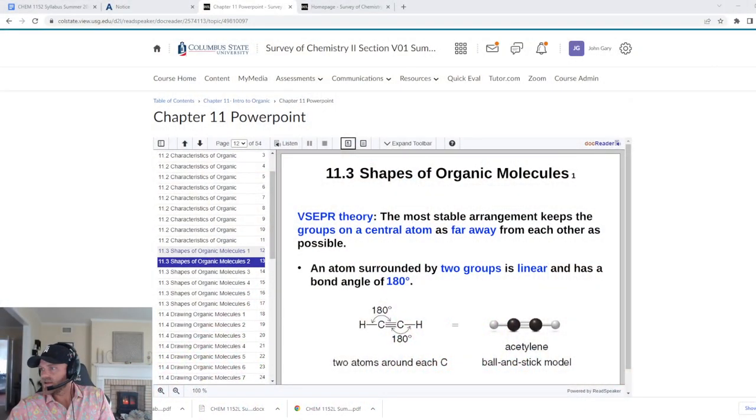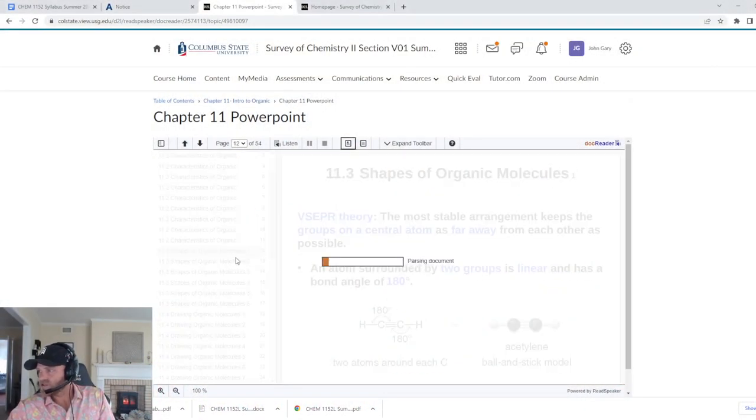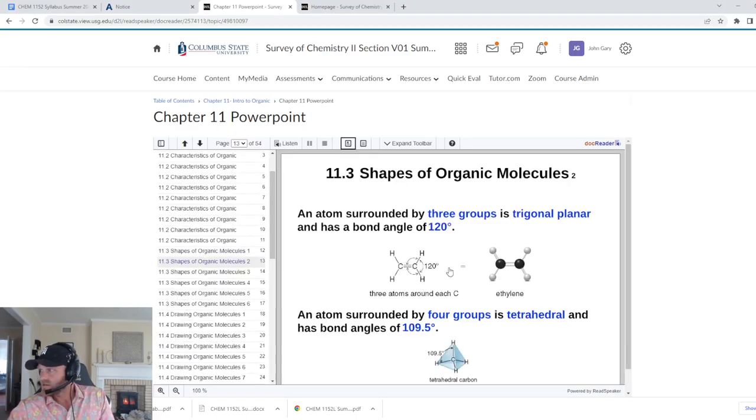So let's go back here, and it's going to talk some more about shapes, and I imagine it'll mention something like what I just said. Okay, so at three angles, it's 120. Four groups, it's 109. Okay, I said 105. It's 109.5 is the angle for a tetrahedral. So it's not a right angle. If you're putting them in at right angles, you might get it wrong, but it should let you know that that's why you got it wrong, not something else.